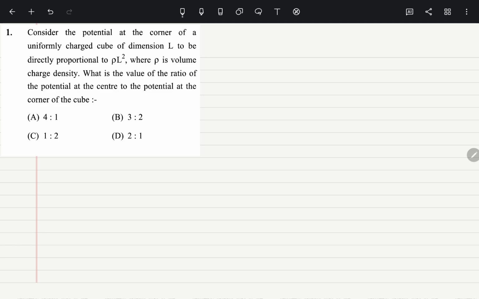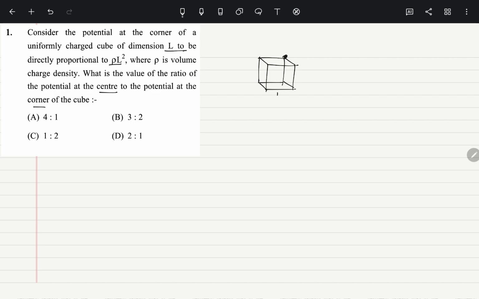Consider the potential at the corner of a uniformly charged cube of dimension L to be directly proportional to rho L square, where rho is the volume charge density. What is the value of the ratio of potential at the center to the potential at the corner of the cube? So first of all, it says that the corner potential is directly proportional to rho L square.